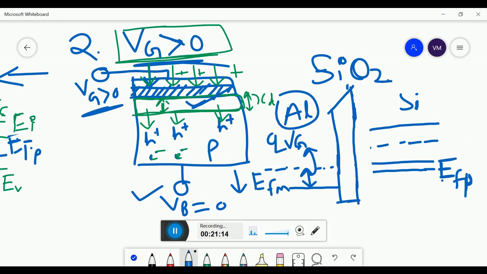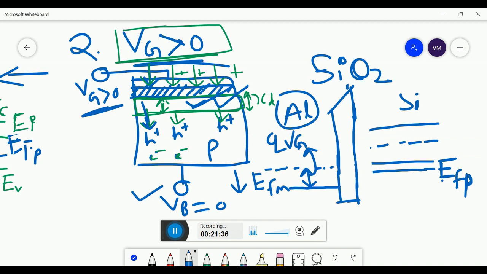The intrinsic band, the valence band, they were all banded downwards. Now there are no holes here in this particular region, and the majority holes were repelled.